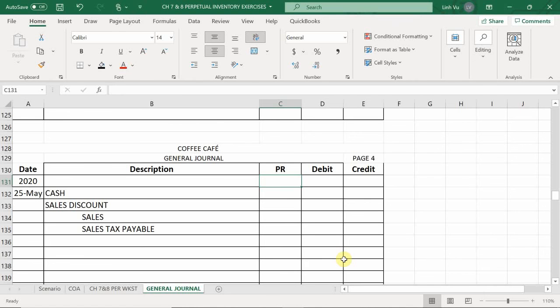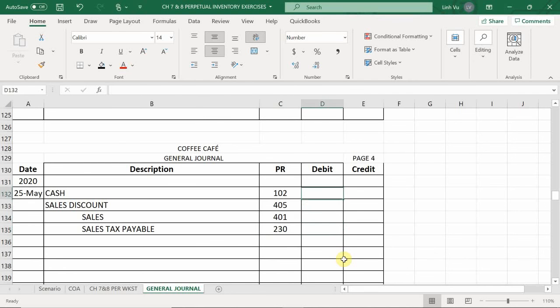So cash, once again, is 102. Sales discount is 405. Sales is 401. And sales tax payable is 230.